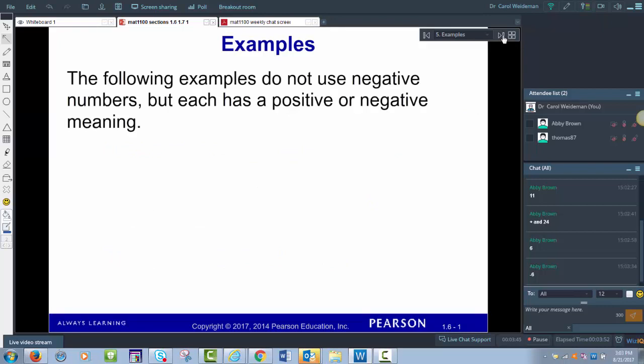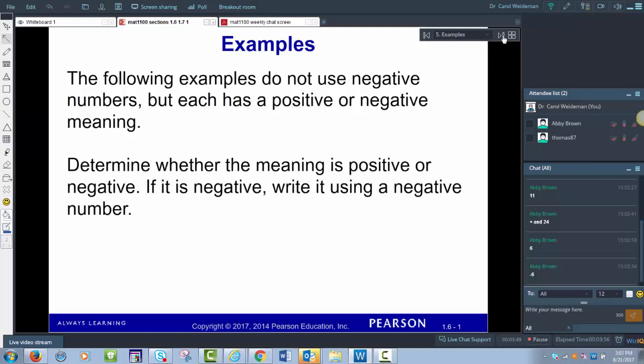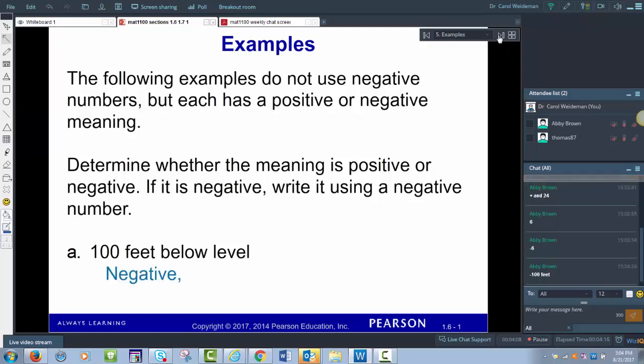The following examples don't use negative numbers, but each one has a positive or negative meaning. So we want to determine whether we would use a positive or negative number. For instance, 100 feet below sea level. Would that have a negative or a positive connotation to it? If we're below sea level, that would make us think that we're talking about a positive or negative number. Below sea level generally means negative, absolutely.